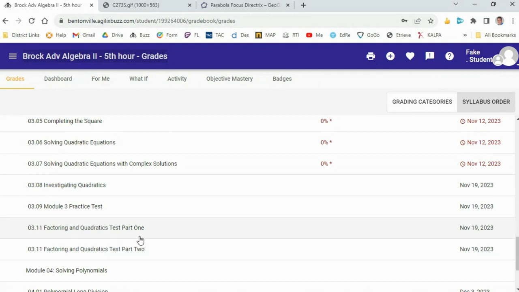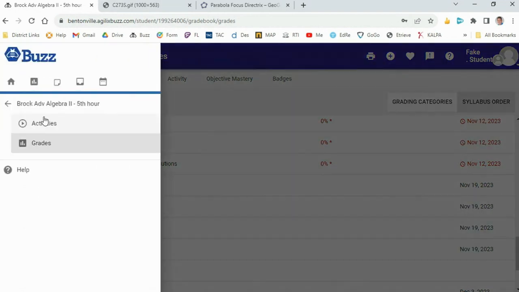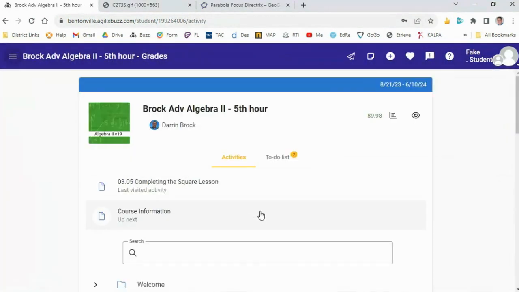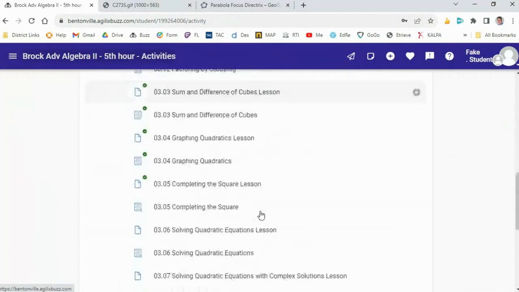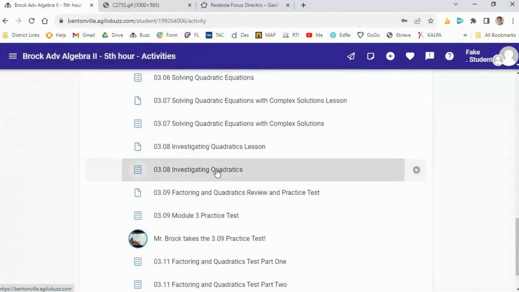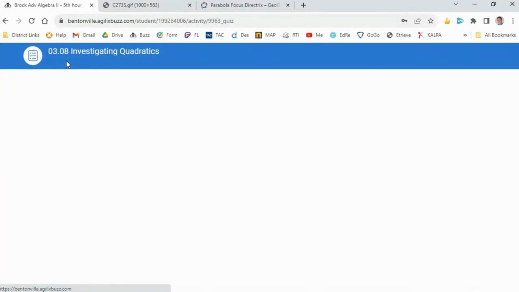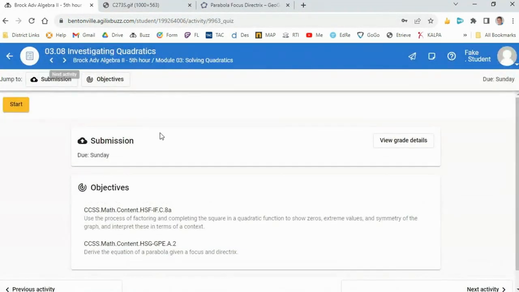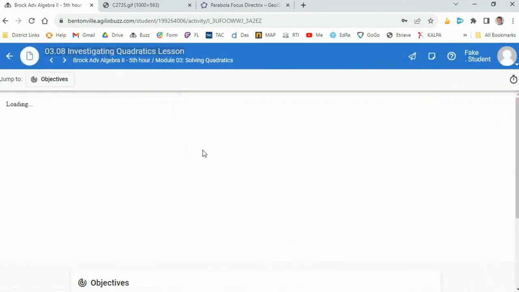But I want to show you, let's see, how do I want to do this? Let's go ahead and look at the lesson first, and then I'm going to show you some stuff on paper. And I've got a different slide to show you too. Here we go, Investigating Quadratics. Oh, I went to the assignment. I need the lesson. I like that, Hunter. That works. Here we go. All right.